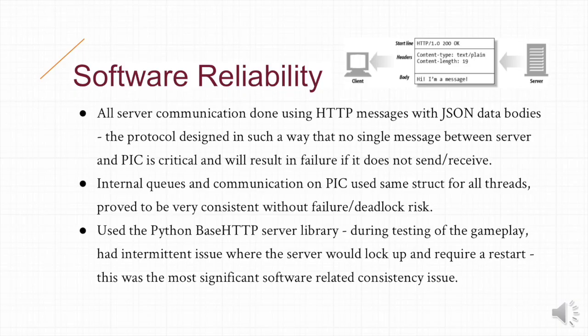To facilitate software stability and reliability, all server communication was done using HTTP messages with JSON data bodies. Our protocol was designed in such a way that no single message between the server and the PIC is critical and will result in project failure if it does not send or receive. On the PIC side, we used the same data structures and queue functions for communication between all threads. This proved to be very consistent without failure or deadlock risk.